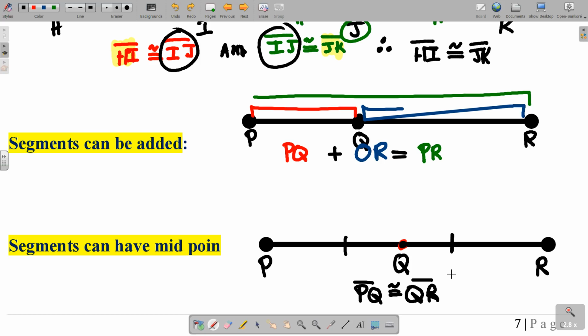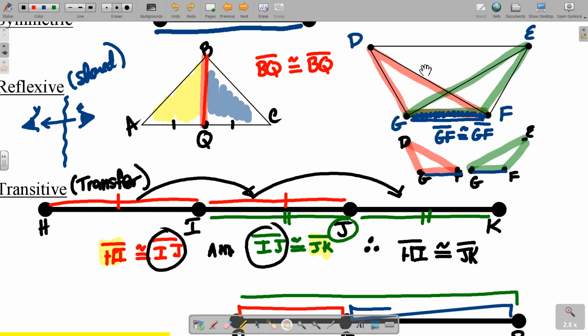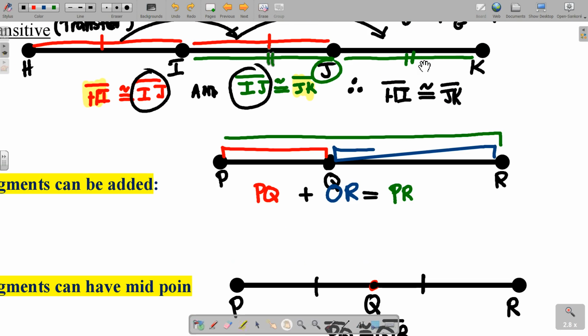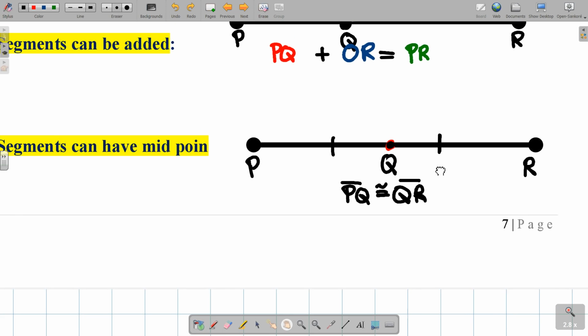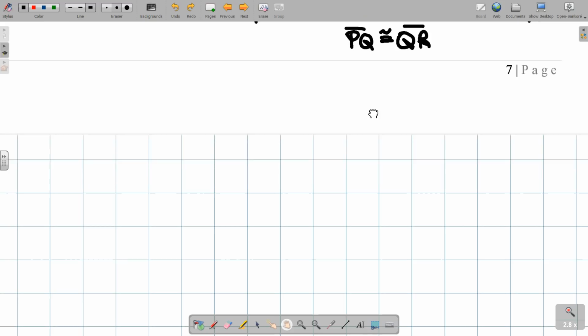Little segments, one segment can be equal to the other. So these are all segment properties. Just like in the past we studied algebraic properties, these are what are called properties of segments. So we're going to use that just like we did proofs.